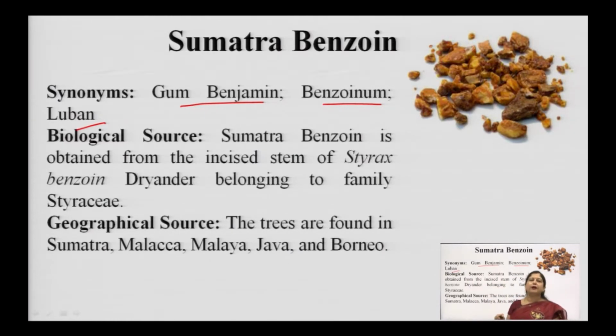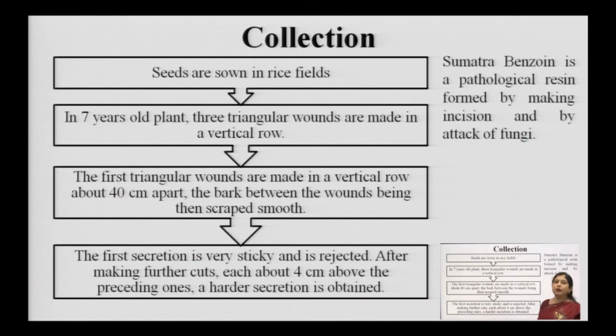and the biological source is that Sumatra benzoin is obtained from the incised stem of Styrex benzoin belonging to the family Styraceae. So, what is the name of the plant? It is Styrex benzoin belonging to the family Styraceae. And which part is used? Benzoin is produced from the incised stem, means cut stem, of the tree of Styrex benzoin, and mainly it is found in Sumatra, Malacca, Malaya, Java and Borneo. These are the islands in Indonesia.